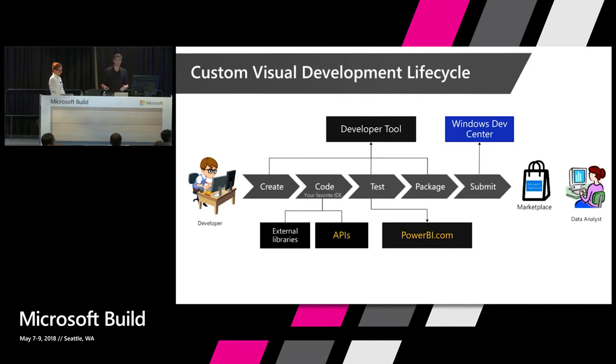And if you want to submit it to AppSource, you go to the Windows Developer Center and you submit it. It reaches AppSource once it goes through an approval process, and eventually the user, which in this case is the data analyst, can consume it from the marketplace and add it to the report. And the feedback loop is closed with the reviews and ratings that AppSource has as a store.